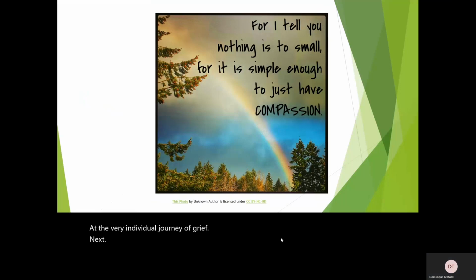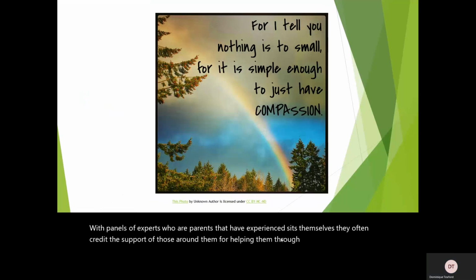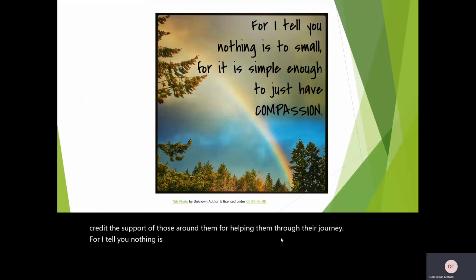Next, we want to share with you that it's important to never underestimate the value of being a compassionate listener. Grief can be very isolating. And when talking with panels of experts who are parents that have experienced SIDS themselves, they often credit the support of those around them for helping them through their journey. For I tell you, nothing is too small, for it is simply enough to just have compassion.